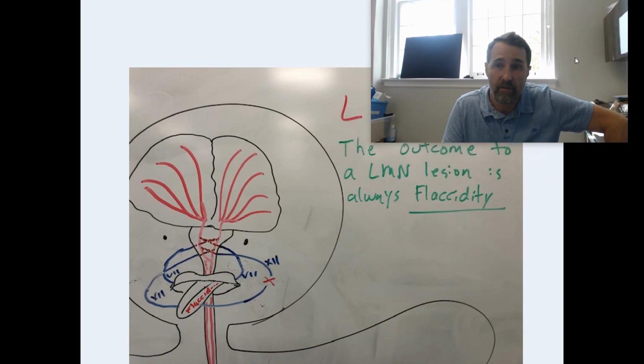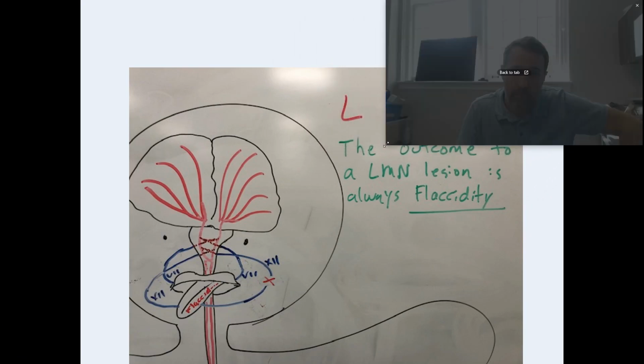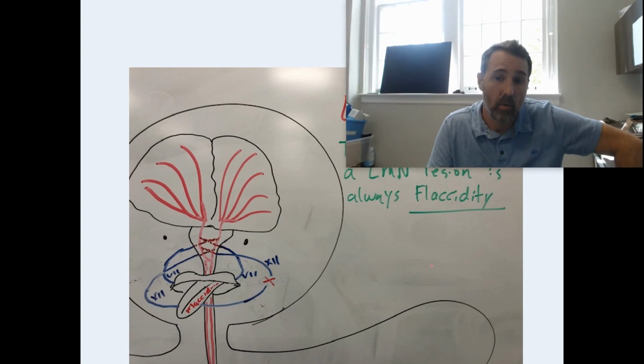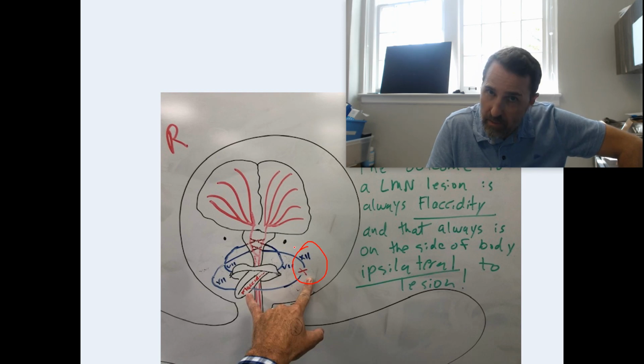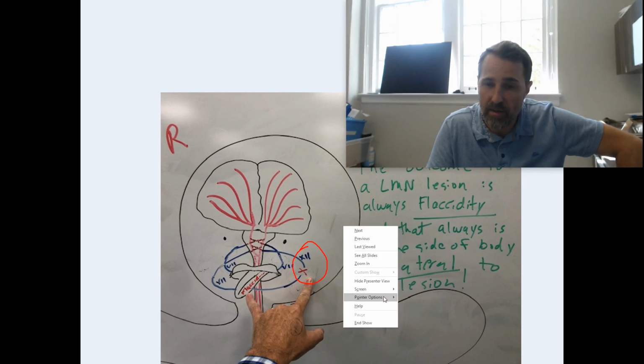Well, it's going to be flaccidity, because you're damaging a lower motor neuron. The flaccidity is going to be on the same side of the body as the lesion. So in this case, we're talking about the left side of the tongue is going to be flaccid because you've damaged the left hypoglossal. Because it's the left hypoglossal that innervates the left side of the tongue.